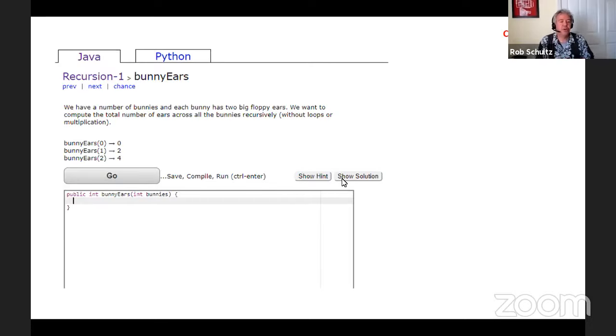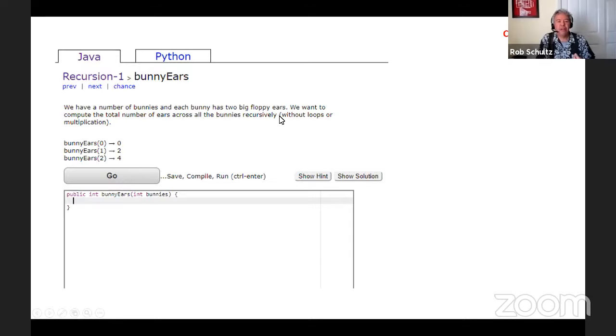So if you don't want spoilers, you might want to fast forward a little bit if you're watching this recorded. But I am going to show just a quick solution just so that you can kind of see how CodingBat works. And like I said, I don't feel like I'm really giving anything away on this one because the solution's there already. Okay, so for this specific problem, we have a number of bunnies.